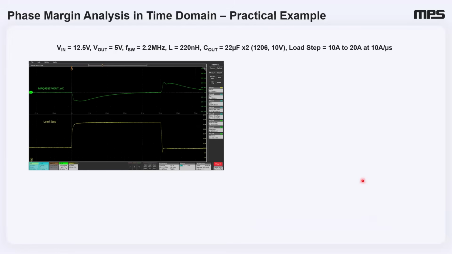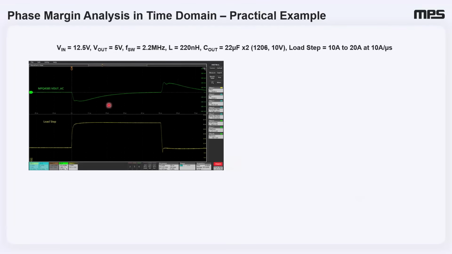Let's now look at a practical example of how we can use the time domain to quickly assess the phase margin. Here, we have a setup with a specific operating condition: input voltage of 12.5 volts, output of 5 volts, switching frequency of 2.2 megahertz, an inductor of 220 nanohenries, and output capacitance of 2 times 22 microfarads. We are observing a Vout AC response to a load step from 10 to 20 amps at a specific slew rate of 10 amps per microsecond.